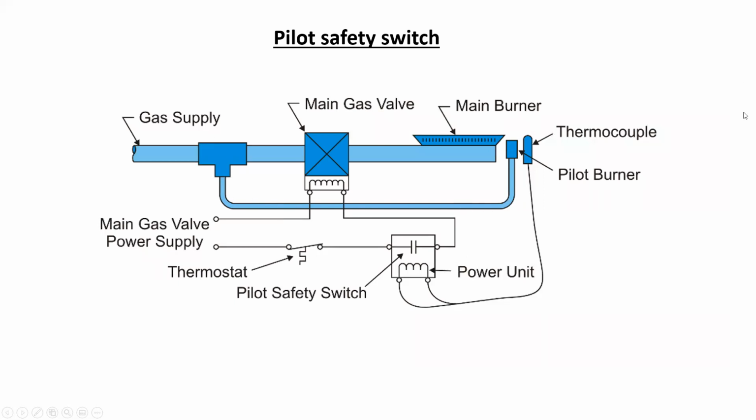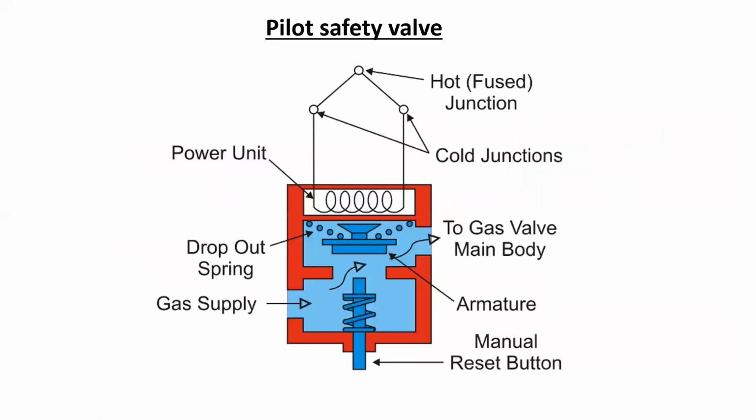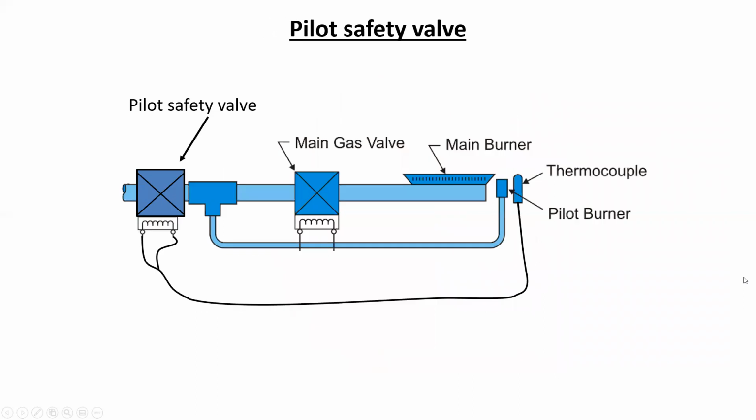And so although this is slightly safer than other types of control, there is a much better system available to us. And that's in the form of a pilot safety valve. A pilot safety valve is using that electromagnet that is powered by the thermocouple to simply hold a small gas valve in the mechanical open position. If the electromagnet were to be de-energized, the valve will close. Now, why is there a manual reset button? We'll take a look at that in a moment.